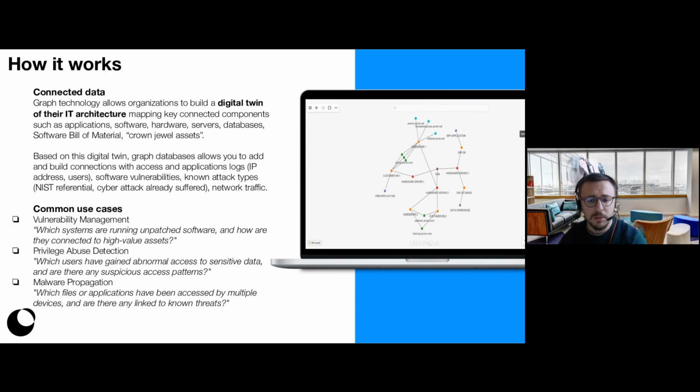Another example could be malware propagation, with a typical graph query that would be which files or applications have been accessed by multiple devices, and are there any links to known threats.